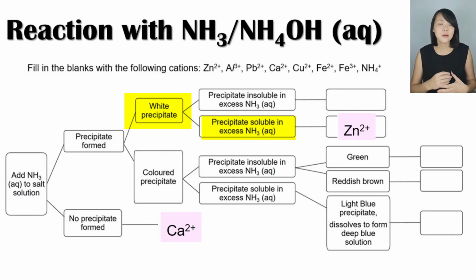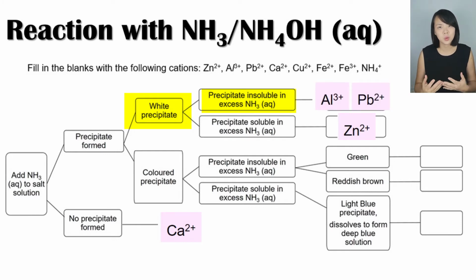If we add aqueous ammonia in excess and there's no observable change to the white precipitate, then we can say that the white precipitate does not dissolve in excess aqueous ammonia. If that's the case, the two possible ions that are present must be aluminium or lead 2. So let's look at the other category, colored precipitate.